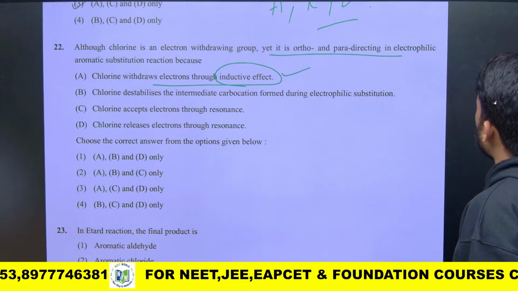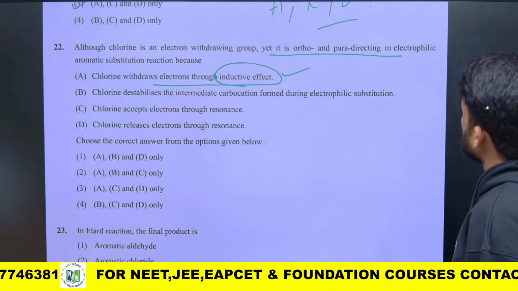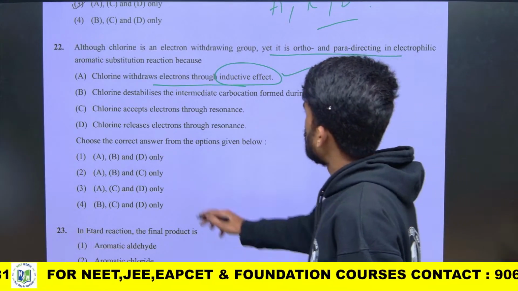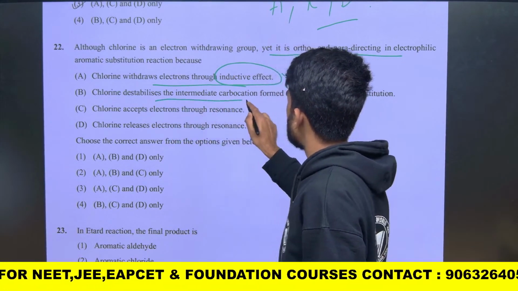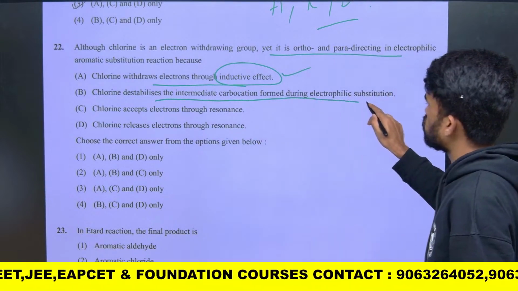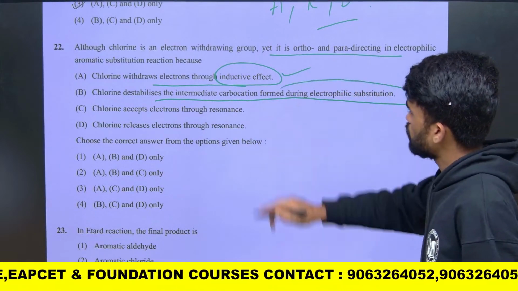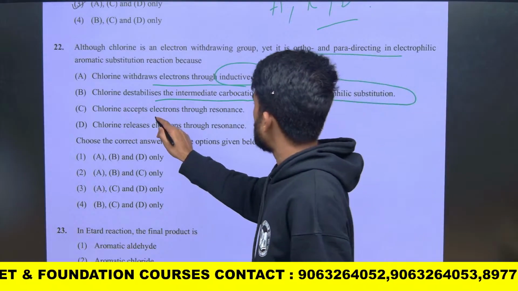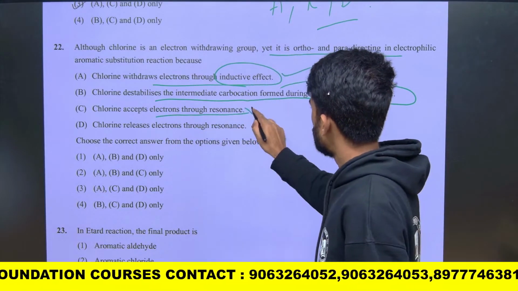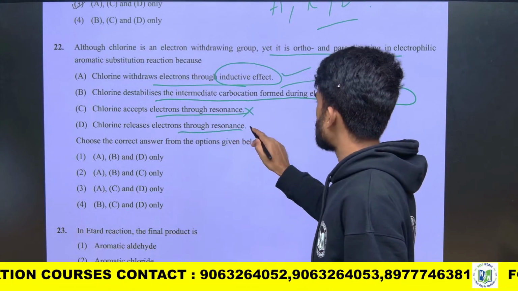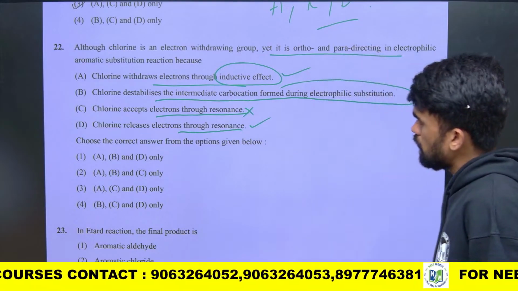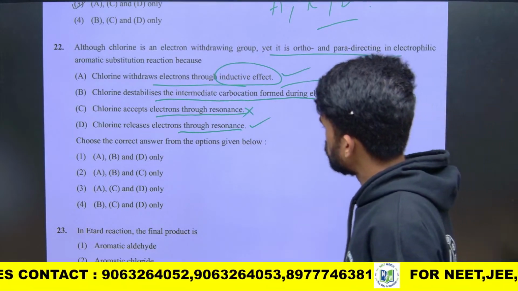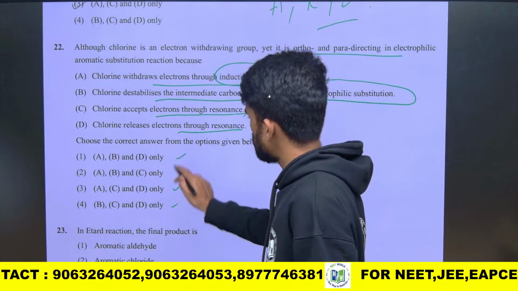Yet it is ortho-para directing in electrophilic substitution reaction. Chlorine destabilizes the intermediate carbocation formed during the electrophilic substitution. Chlorine accepts the electrons through resonance. No, chlorine releases the electrons through resonance. So D is correct. D is there in this option, this option, this option.